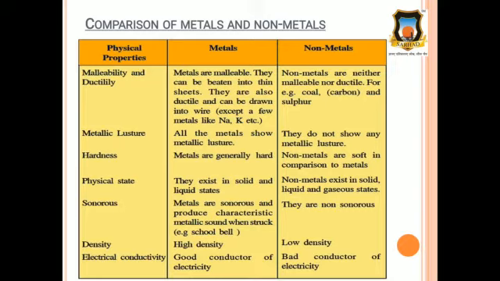So if we compare metal and non-metal on this property, metals are malleable. They can be beaten into thin sheets. They are also ductile and can be drawn into wires. That means you can change them into wires and make their thin sheets. Non-metals are neither malleable nor ductile. Examples are given here, coal and sulfur. Except for metals like sodium and potassium, all the other metals can be converted into thin sheets.